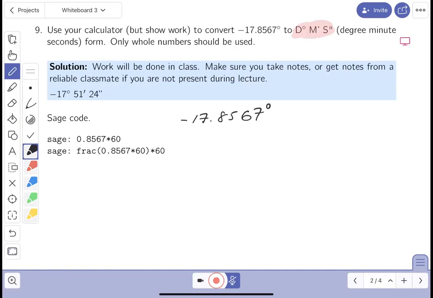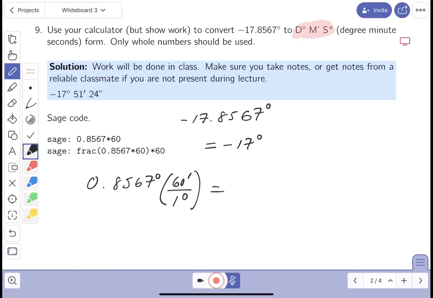17.8567 degrees is equal to minus 17 degrees. I got a fraction now. And what's the fraction going to be? 0.8567 degrees. And what I want to do is convert that to minutes. And how would I do that? There are 60 minutes in every 1 degree.